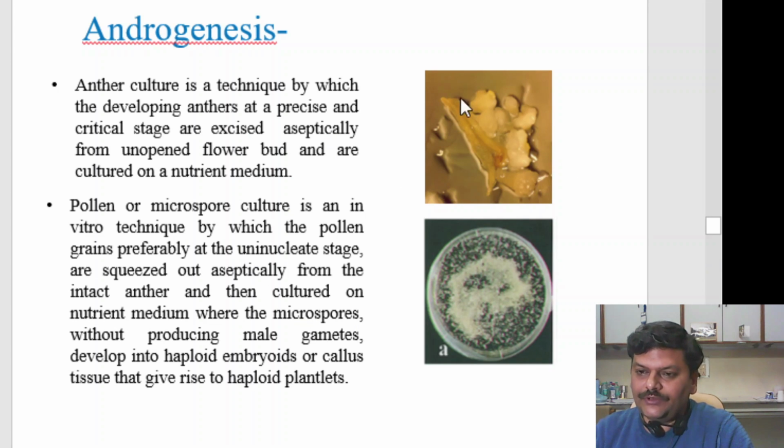These are the examples, as you can see in this picture: androgenesis, where either anther culture is done in the case of wheat or pollen culture is done in this case. In both methods you get somatic embryos, and then these somatic embryos germinate into whole plants.